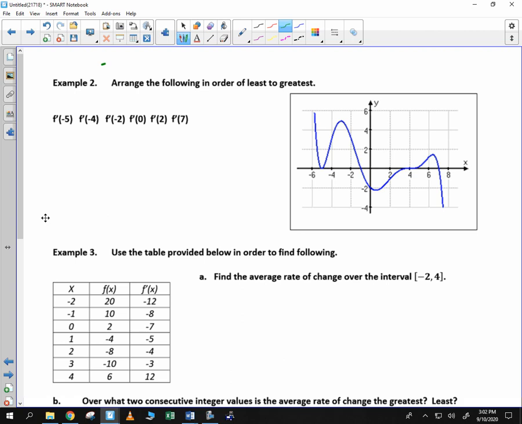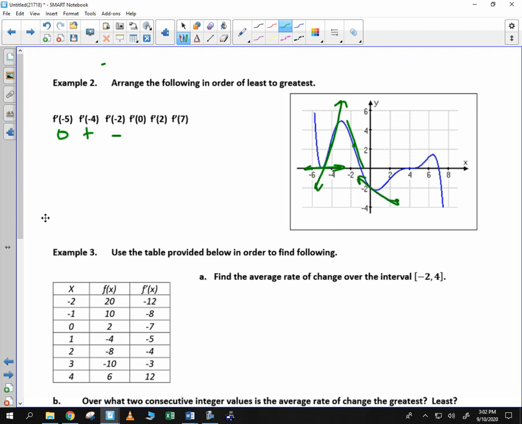Arrange the following in order of least to greatest. It would be a good idea for you to pause the video, try this one on your own, and see what you come up with. As I go through it here, I have f prime of negative 5. That one looks like it's positive. F prime of negative 2 looks like it's negative. F prime of 0.